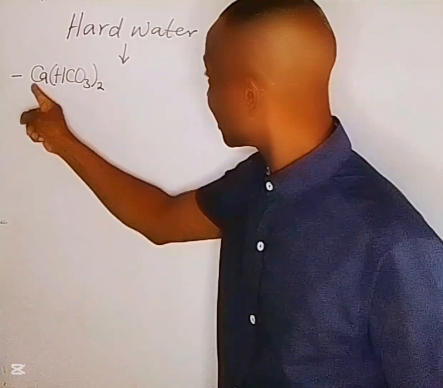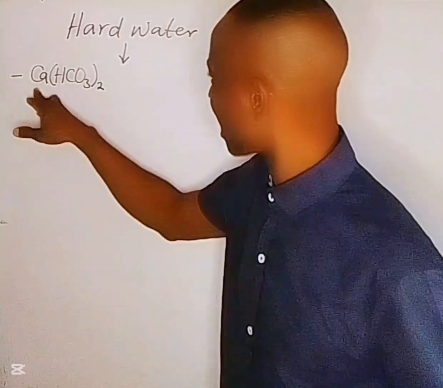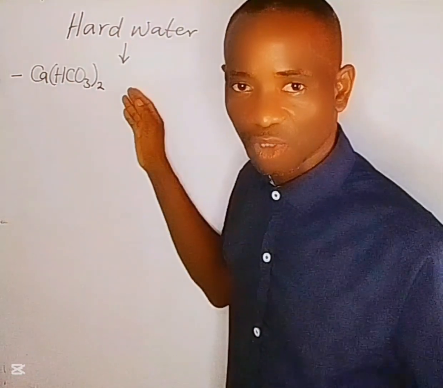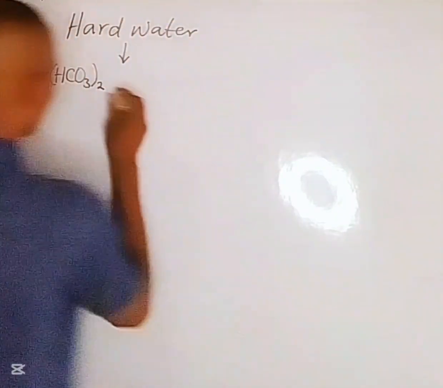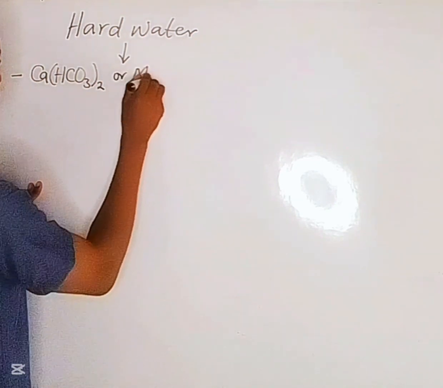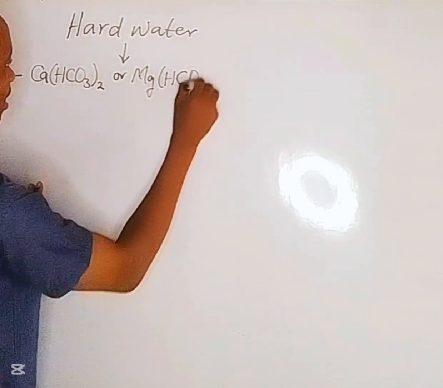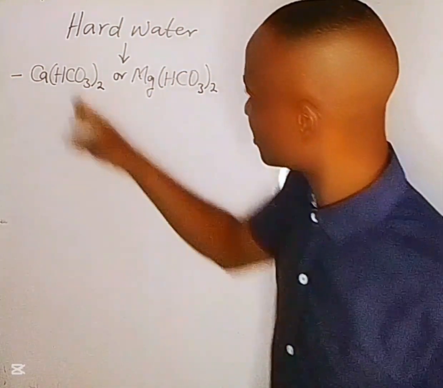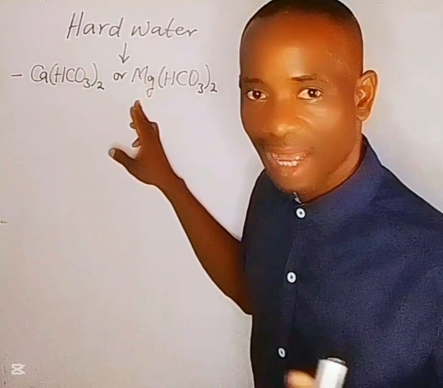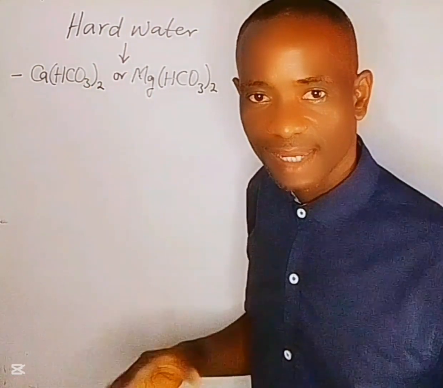Hard water is defined as the water that contains dissolved calcium or magnesium ion in any of the three forms. Number 1, calcium hydrogen trioxocarbonate 4, or you can call it calcium bicarbonate. It can also be a magnesium analog of this salt. So it can be magnesium hydrogen trioxocarbonate 4.